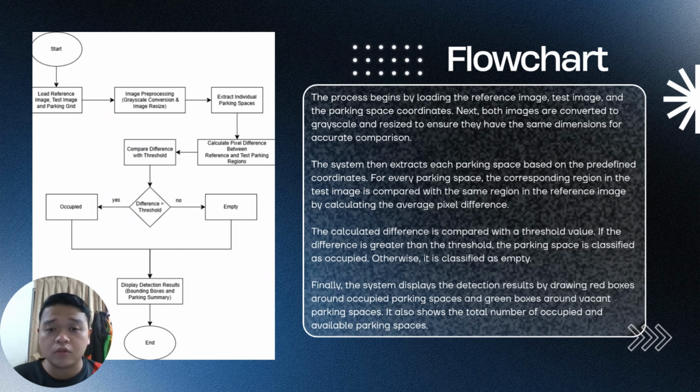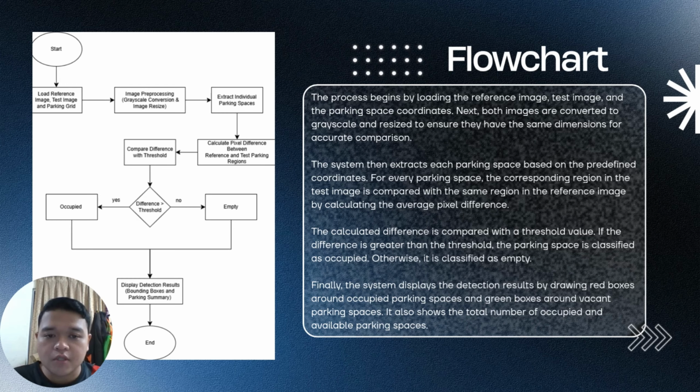Assalamualaikum warahmatullahi wabarakatuh. And now I will explain the flowchart. The process begins by loading the reference image, test image, and the parking space coordinates. Next, both images are converted to grayscale and resized to ensure they have the same dimensions for accurate comparison. The system then extracts each parking space based on the predefined coordinates.